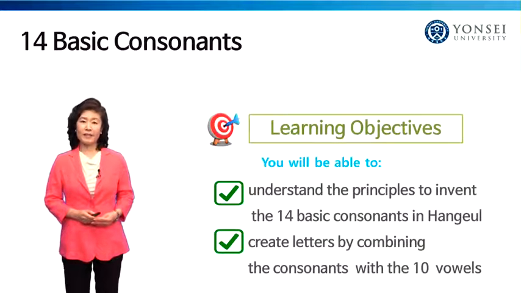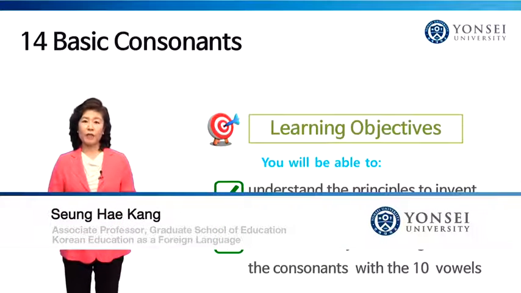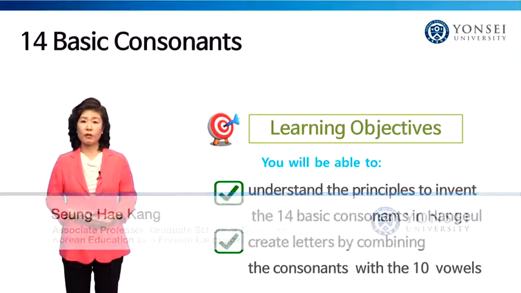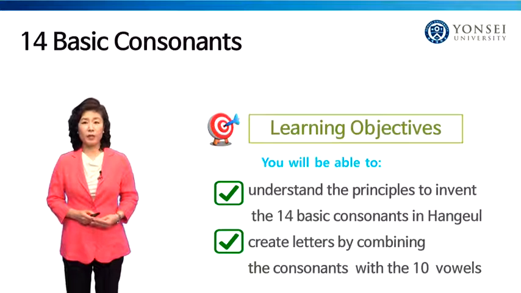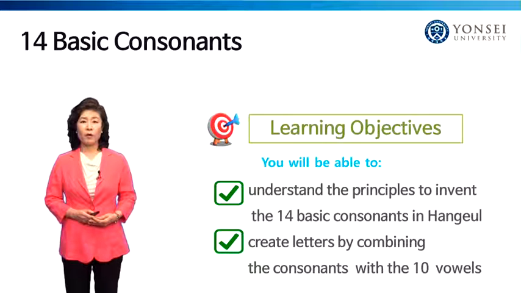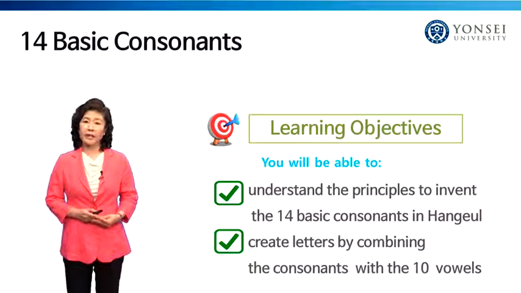Hello everyone. In the last unit, we studied the 10 basic vowels of Hangul. In this unit, we will now study the 14 basic consonants. First of all, you will learn how the 14 consonants were formed and how each one of the 14 consonants sound. And also, you will be able to create letters by combining the consonants with the 10 vowels from last unit.